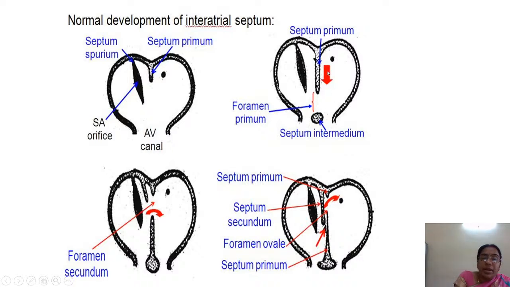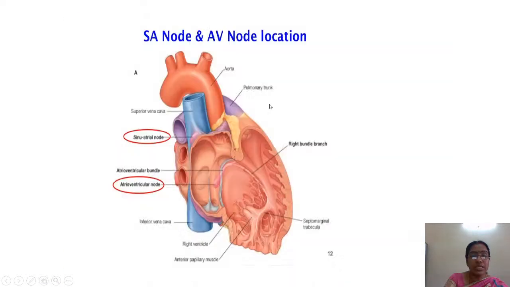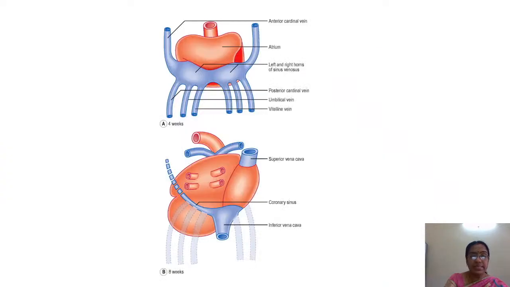This is a septum primum. So the muscular part of the right atrium is formed by the primitive atrium. That is, the rough part is formed from the primitive atrium, whereas the smooth part, as we have discussed, is from the sinus venosus. This part that you are seeing is the sinus venosus.